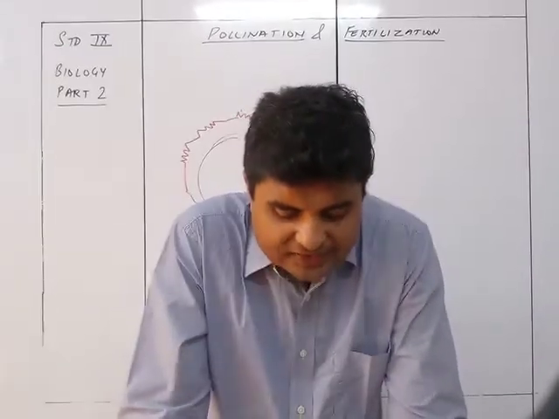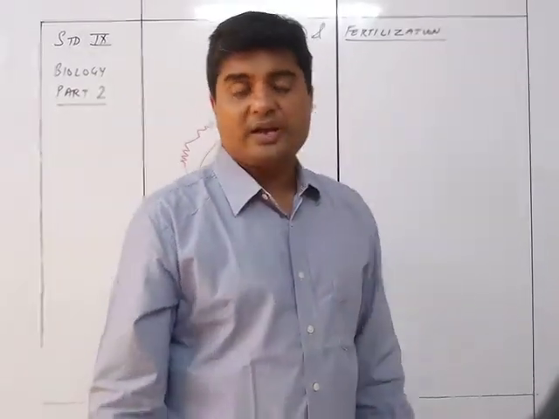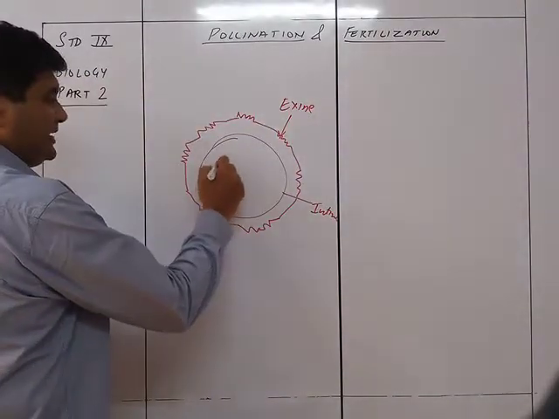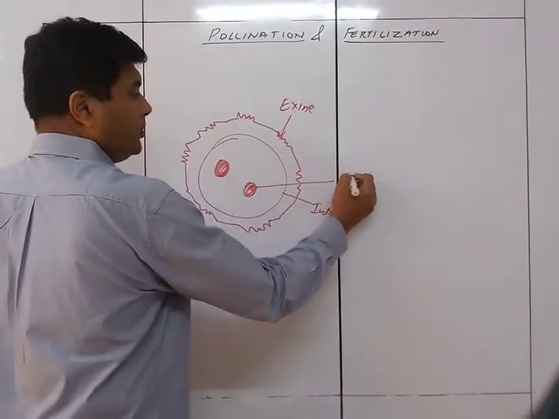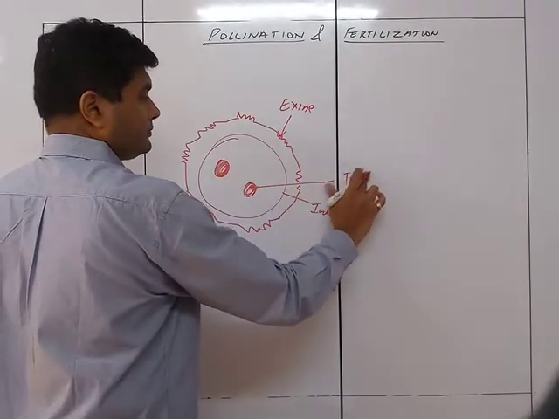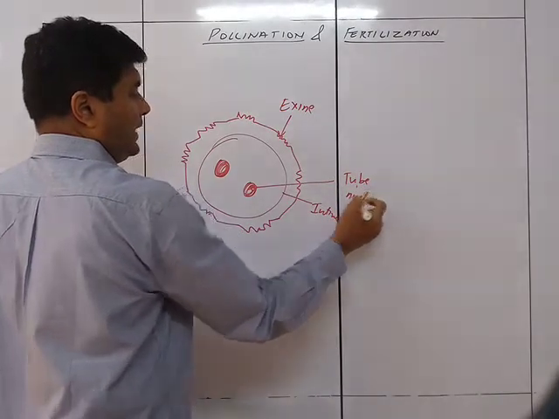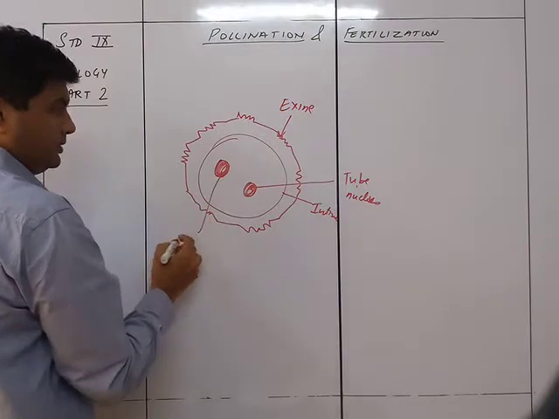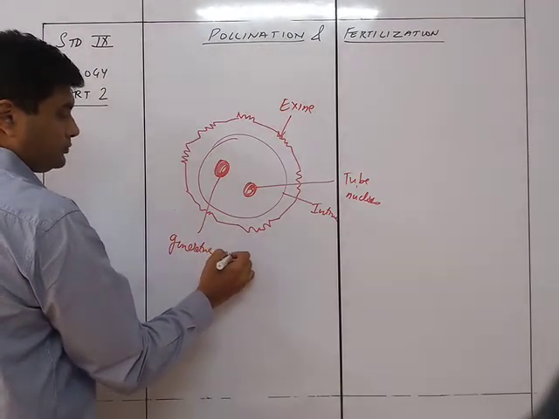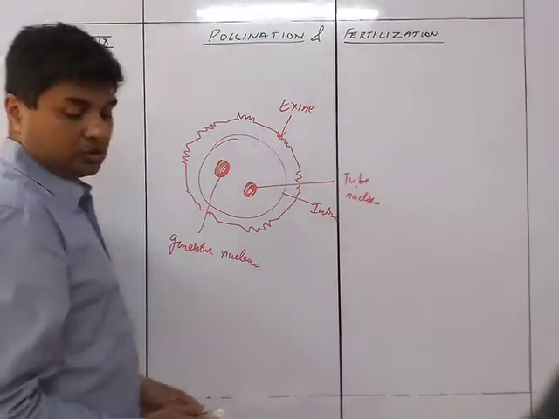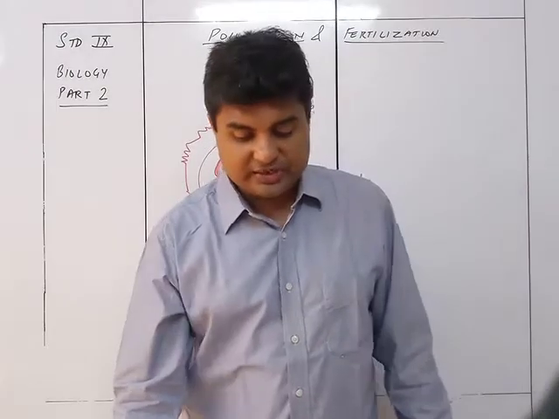Its nucleus has already divided into a tube nucleus and a generative nucleus. So there are two nuclei inside. One is the tube nucleus, and the other one is the generative nucleus. Okay, so this way the pollen grain will be having two nuclei, the tube nucleus and the generative nucleus.